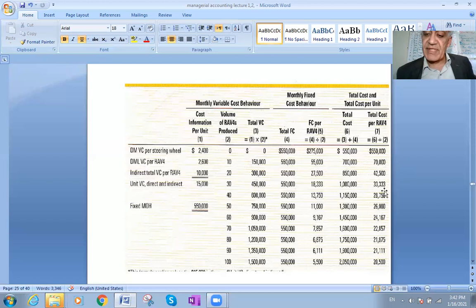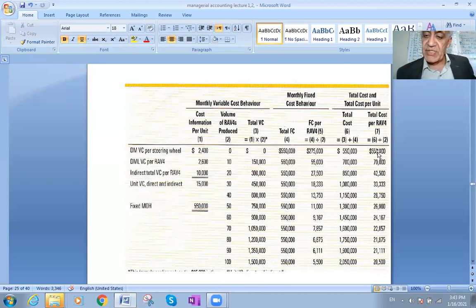So the cost was 70,000, then it became 42,500, then 33,333. Like you see here, the numbers are decreasing. Why are the numbers decreasing? Because the volume of production is increasing, the number of units produced is increasing. So this is the rule: the more you produce, the less the cost per unit.